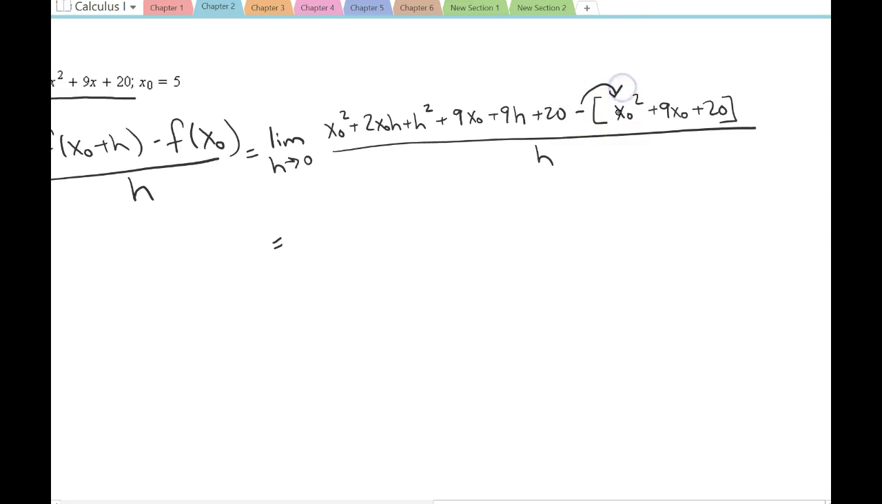So if I distributed this negative, I would be able to cancel my x0 squareds. This negative distributed here would cancel with the 9x0 before it, and the negative 20 is going to cancel with the positive 20. So I should be only left with terms with an h in it, which is important because I should be able to factor out that h, or one of the h's. So you see here I have those three terms left.